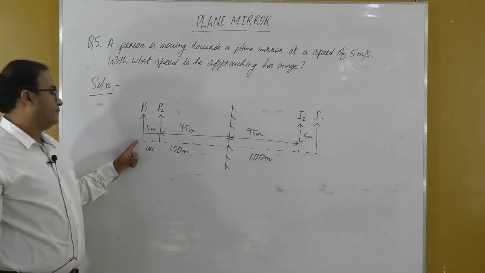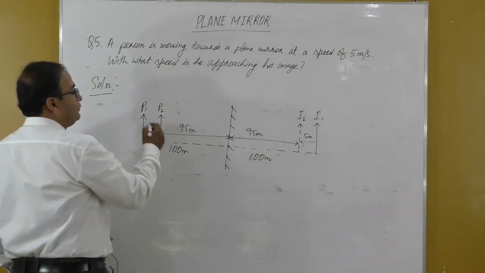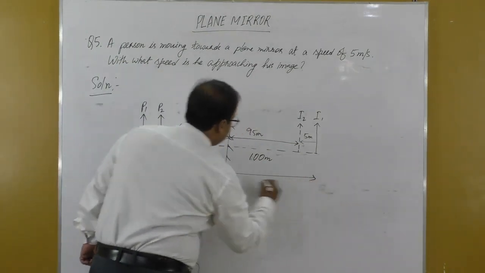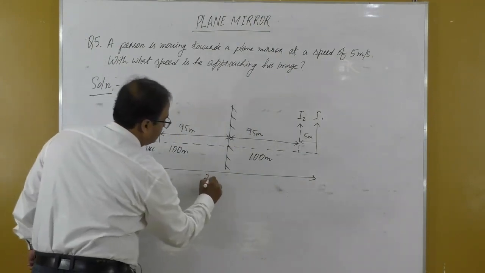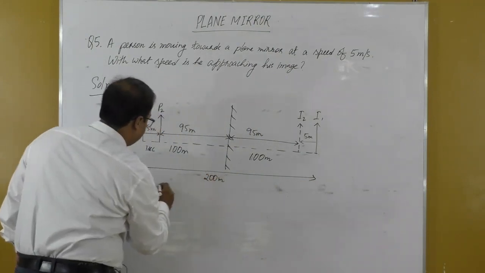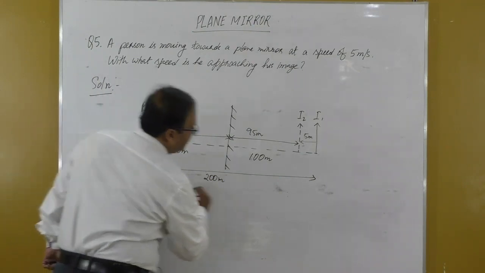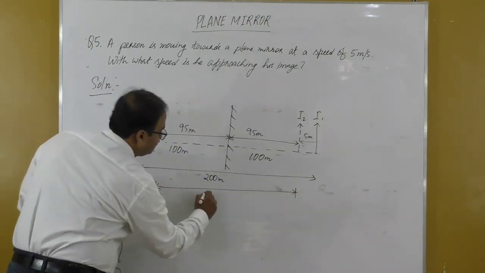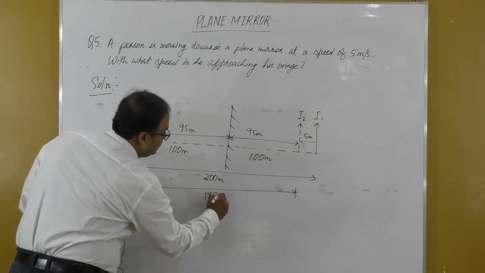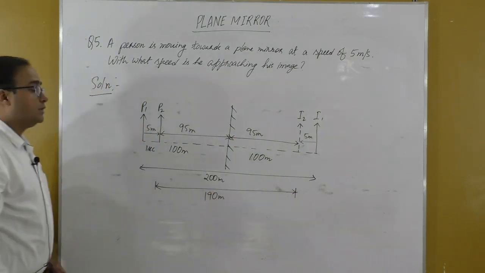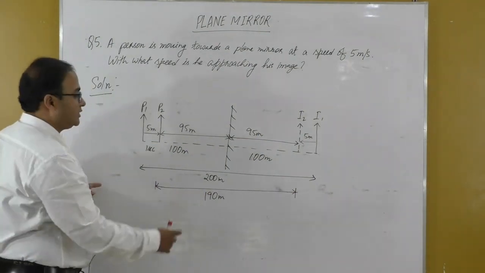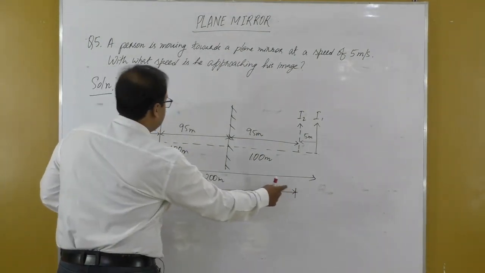So initially the gap was 200 meter. And after 1 second the gap becomes 190 meter. So the gap is reduced by 10 meter in 1 second.